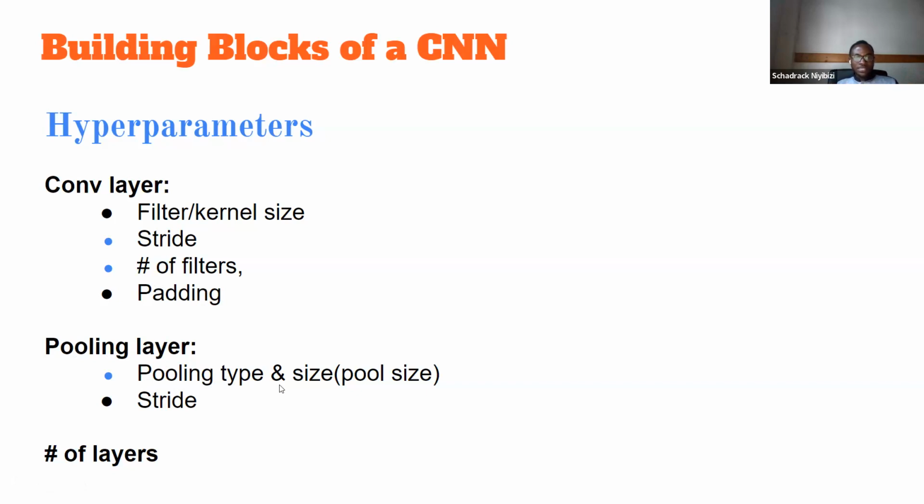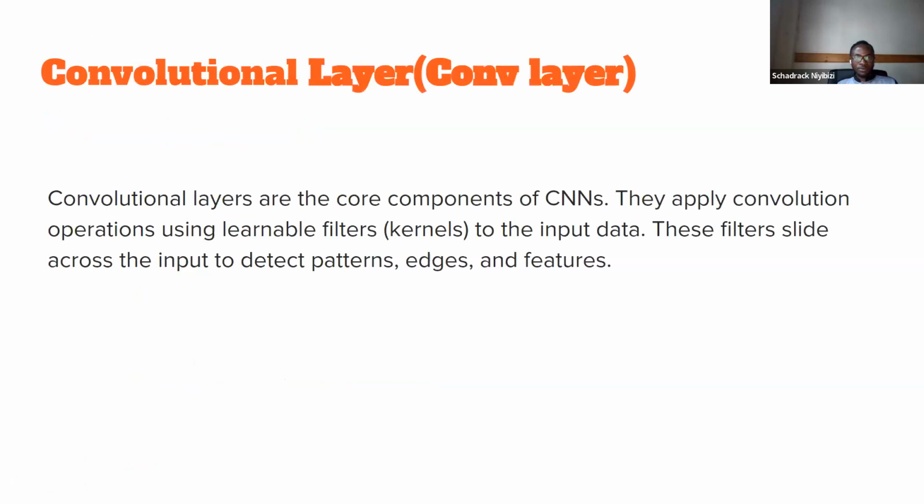For the pooling layer, we need to specify the pooling type and also the size, which we call the pool size. And same for the pooling layer, we have the stride to be applied on the pooling layer, and also the number of layers that our CNN architecture will be having. So let's try to see one by one.